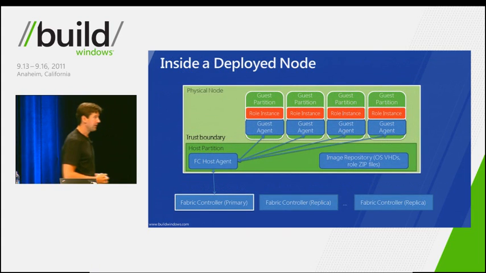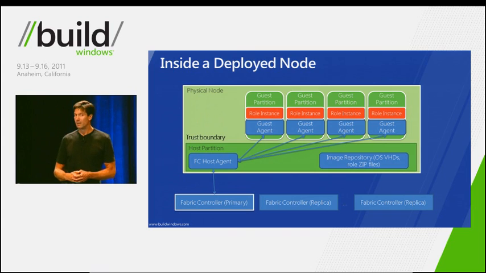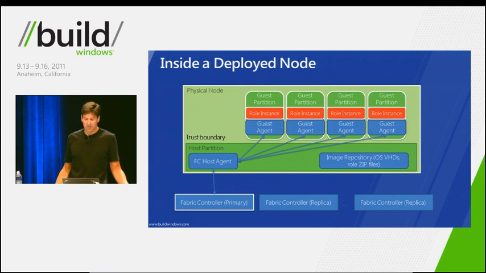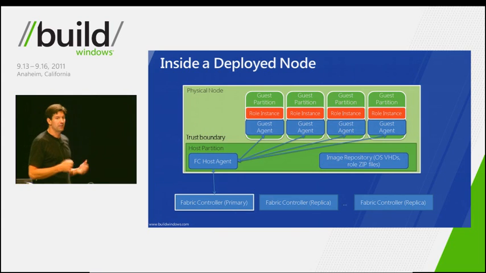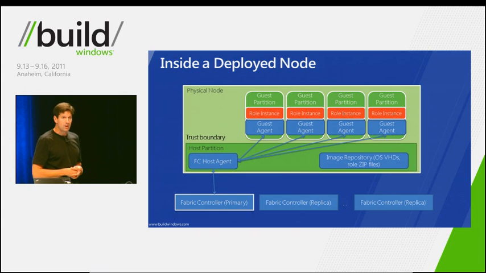Once you deploy a node, you're going to have a bunch of VMs on it. And this is what it looks like. It's a standard kind of Hyper-V image, except you've got a couple of components here. You've got the image repository, which has the OS VHDs, the zip files you saw that were deployed from the fabric down to that node. You also have the fabric controller host agent, which is sitting there as the emissary from the fabric. The trust boundary is that hypervisor boundary.